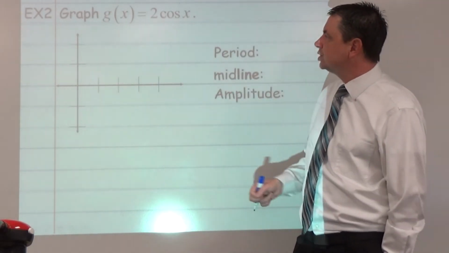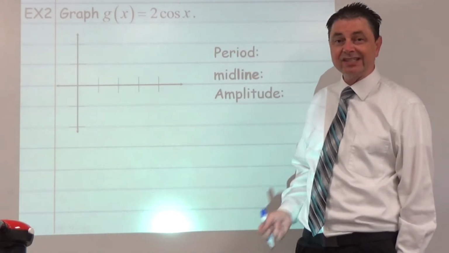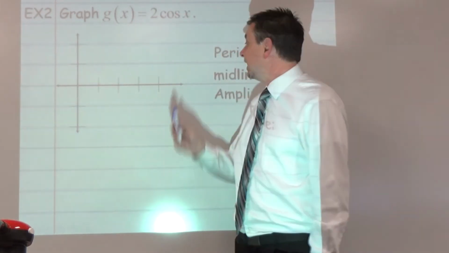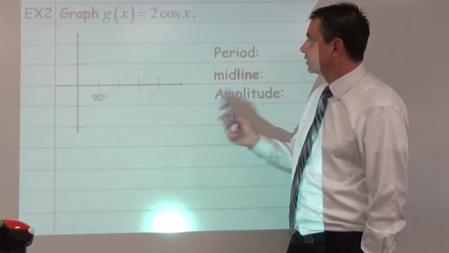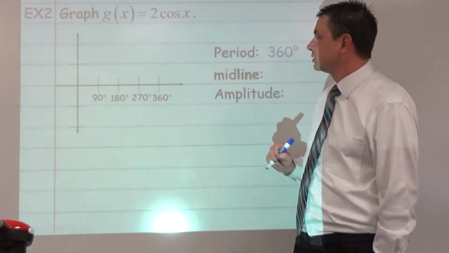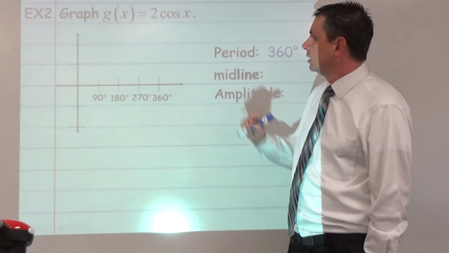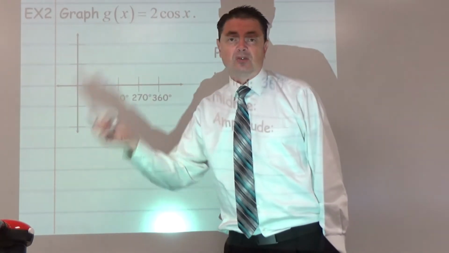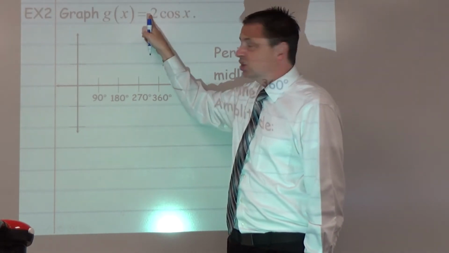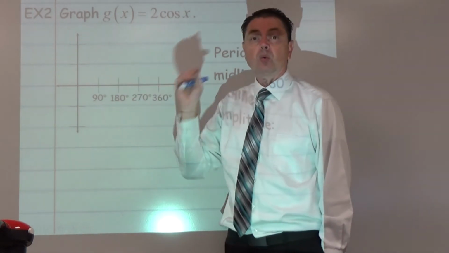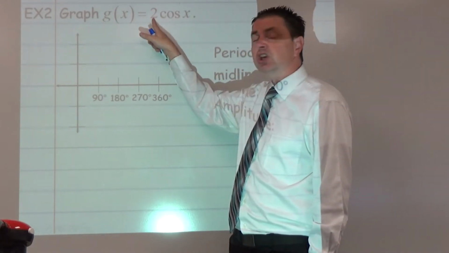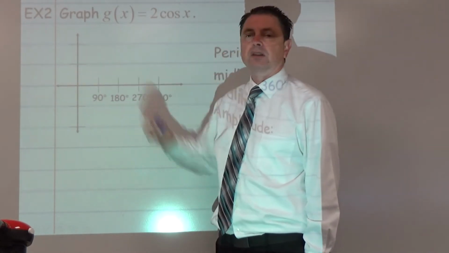Example number 2, graph g of x equals 2 cosine of x. If we wanted to do this by plugging in points, we could do that. We do know the period is going to be 360 degrees as we set our scale. Almost forgot about that. Period 360 degrees. Cosine of 0 degrees is 1. We saw that on the last one. We multiply that value of 1 by 2 and we get 2. So we're going to start above the midline. Cosine starts above the midline. We're going to go 2 above the midline. That's right here.